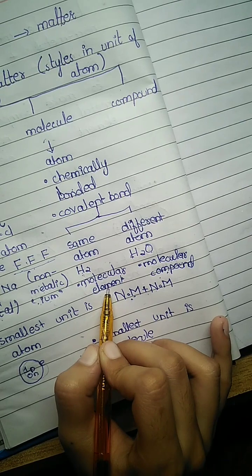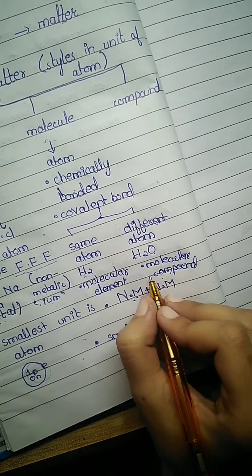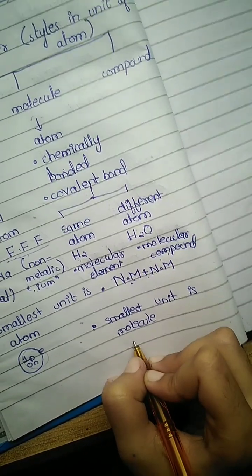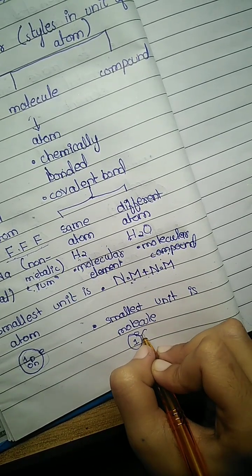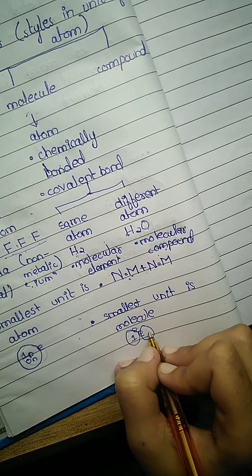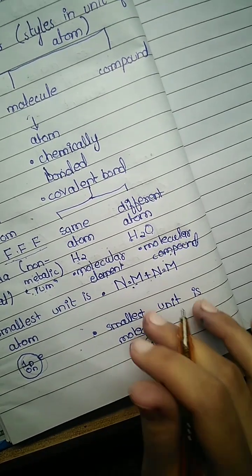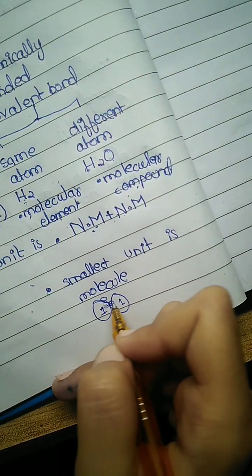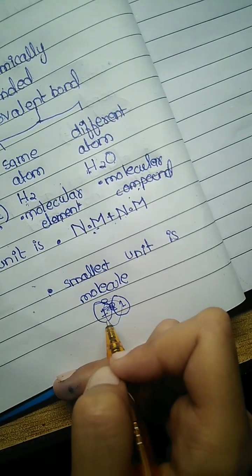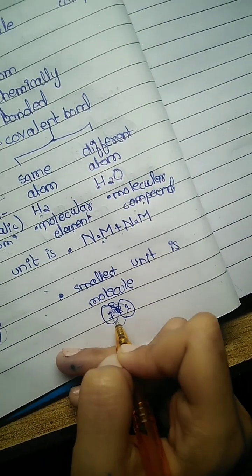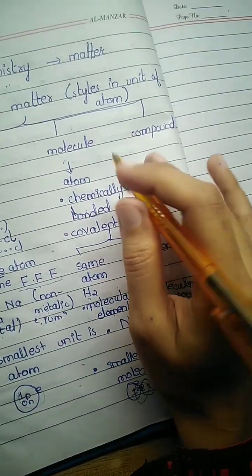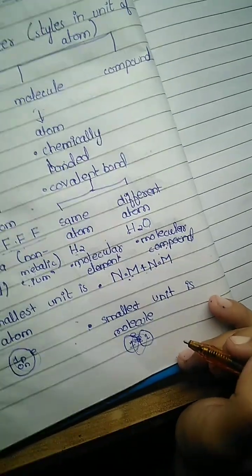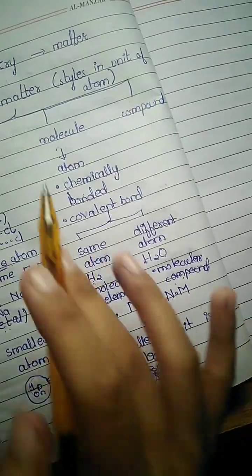Because in a molecular element or a molecular compound, two atoms are just combined by a covalent bond. Like, I'm just making it, just consider it as an atom. It's not a real atom, but it has a covalent bond. So the smallest particle will always be the molecule, because it has chemically bonded atoms. So that's the smallest unit of the molecule.